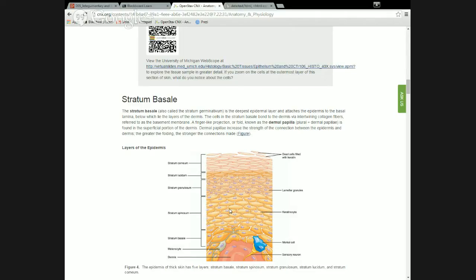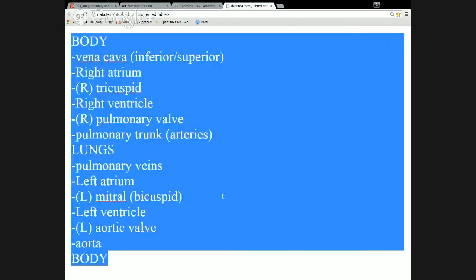The fourth type of cell, which is not in this picture, is called a dendritic cell. Sorry, that's something left over from last class. A dendritic cell, which is an immune system cell.